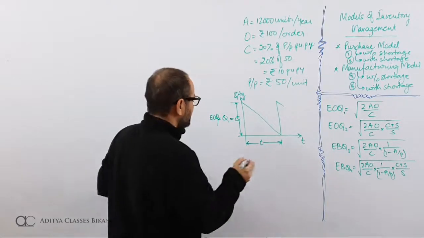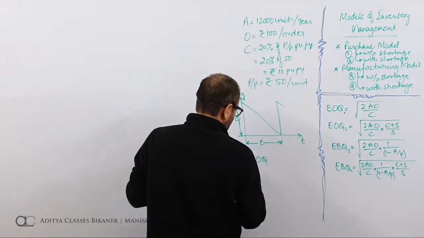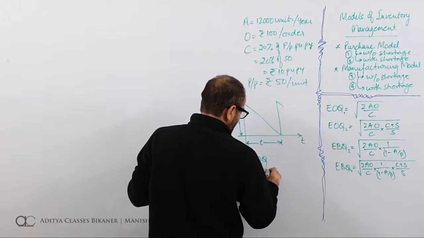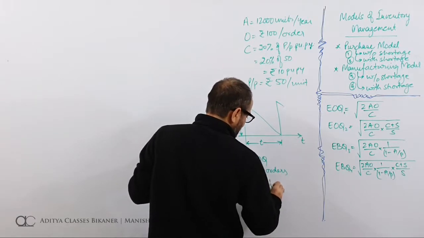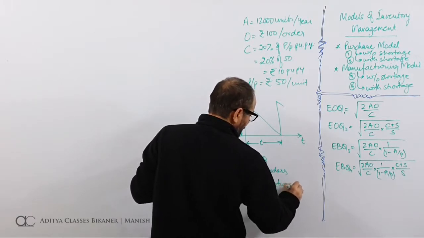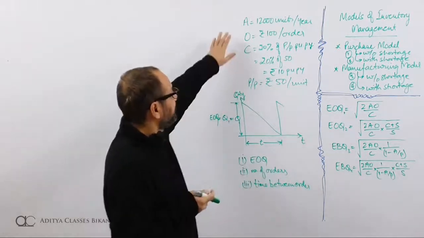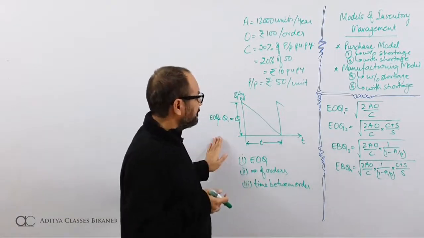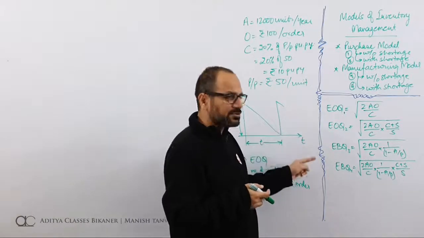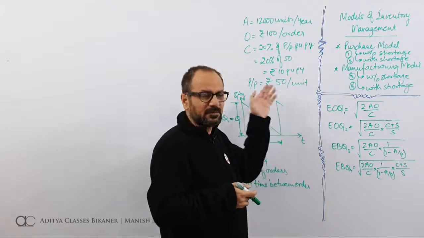As far as the question is concerned, they are interested in knowing the EOQ, they are interested in knowing the number of orders, and then they are finally asking us to find out the time between orders. So this is all the information extracted from the question. This is the applicable model. We have identified why it is this model: it cannot be a shortage model, it cannot be a production or manufacturing model, it has to be this model, EOQ1.